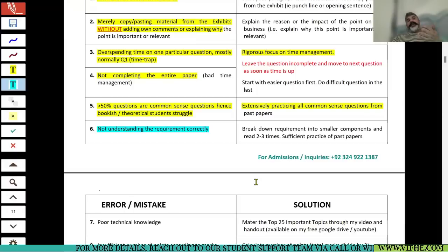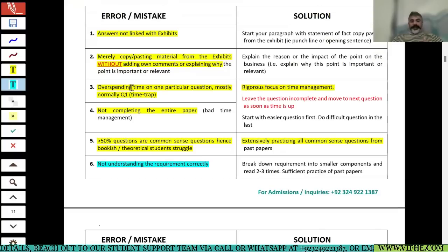requirement. And again, this will come through more and more practice. So you see, most of these points, linking, time management, common sense, understanding the requirement, the only way to overcome that is through more and more practice. Theoretical knowledge will not help you in these mistakes.